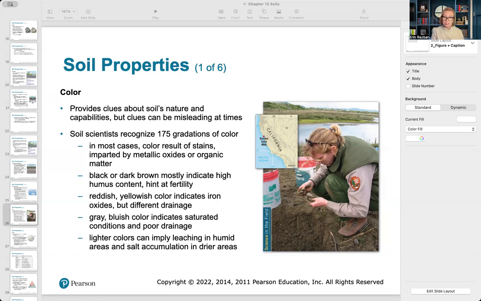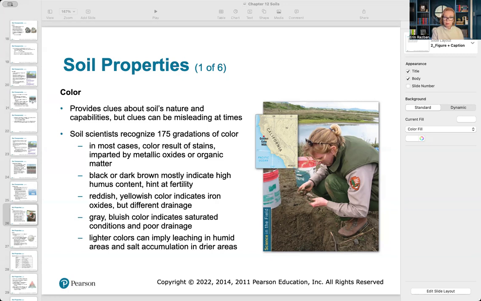So, soil is more than meets the eye. We're going to start with something seemingly simple, soil color. It might surprise you, but there are actually 175 distinct gradations of soil color. This isn't just aesthetic. Color can provide critical clues about a soil's nature and capabilities.